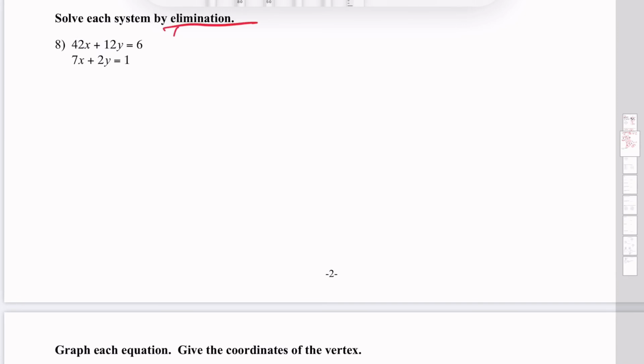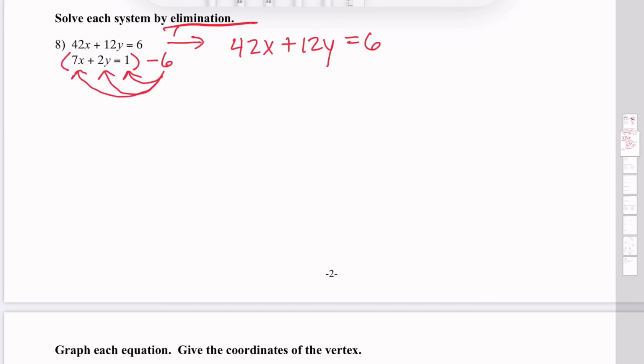You want to make sure that whatever you eliminate, whether the x or the y, they have the same coefficient but opposite sign, so that we can eliminate it and equal 0. So what I'm going to do is I'm going to multiply the second equation by negative 6 so that I can eliminate the x. And let's see what we get. So I'm going to copy the first down as is.